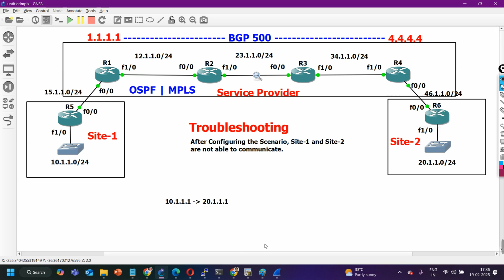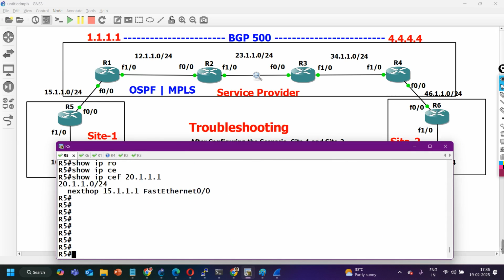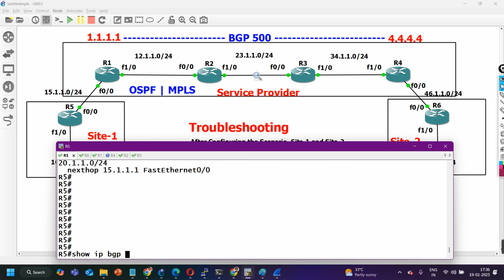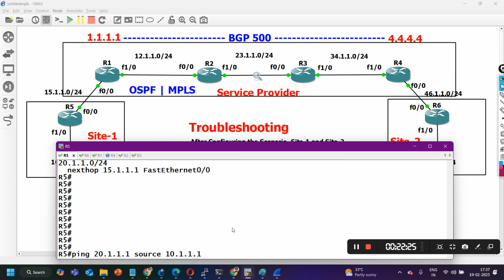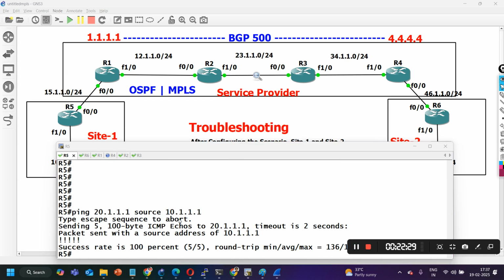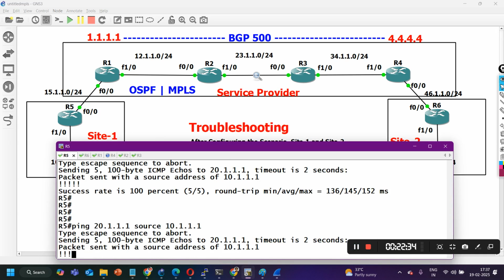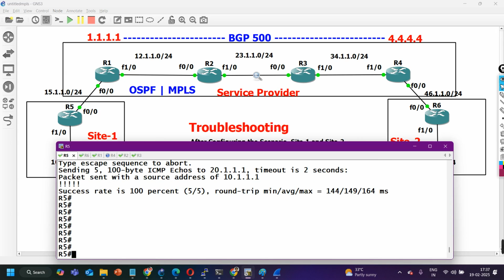And now I am expecting the ping. Let me check again the reachability from router number 5. I am going to ping again. Ping 20.1.1.1 and source 10.1.1.1, and this time the ping should work, and you can see the ping is working. So now you can see side 1 and side 2 of the customer are able to communicate with each other.